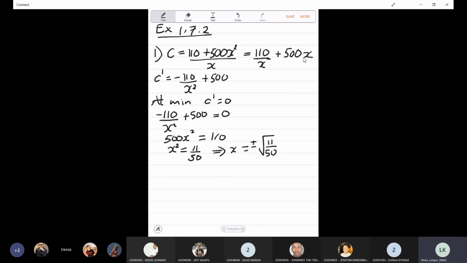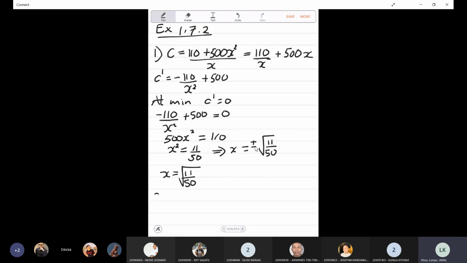Now remember, x is the diameter, and because diameter is a length, we take x equal to the positive square root of 11 over 50. Now we want to check, is this in fact a minimum? Because there's two of them. One will give us a minimum and a maximum theoretically, but we know we're talking about realistic things that you can touch. It cannot be negative.